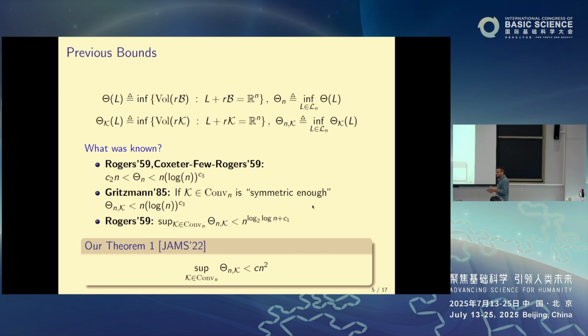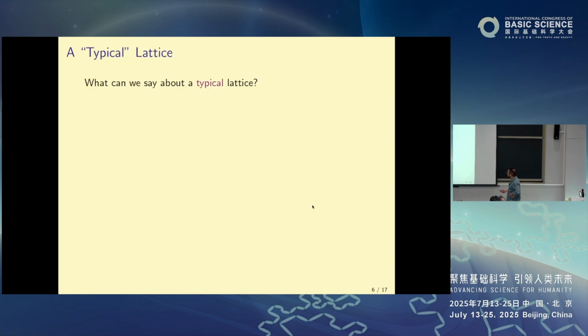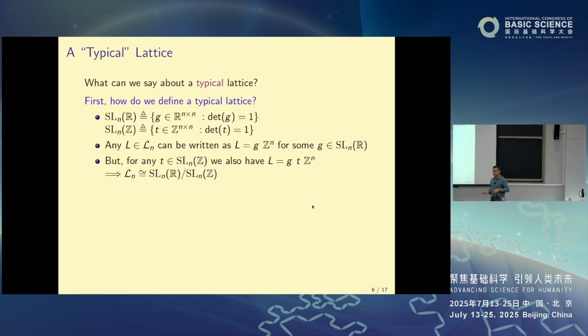But how hard is it to find these lattices? They're very rare, or maybe actually almost all lattices have small covering density. So next we ask questions about the covering density of a typical lattice. Of course, first I need to define what is a typical lattice. I will use the standard definition from the literature.